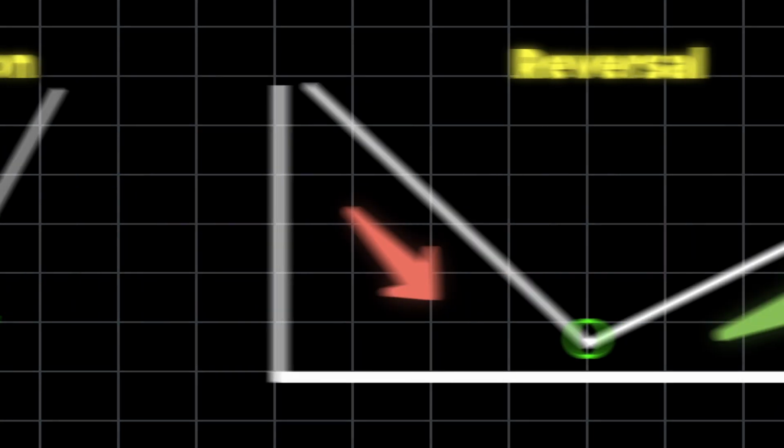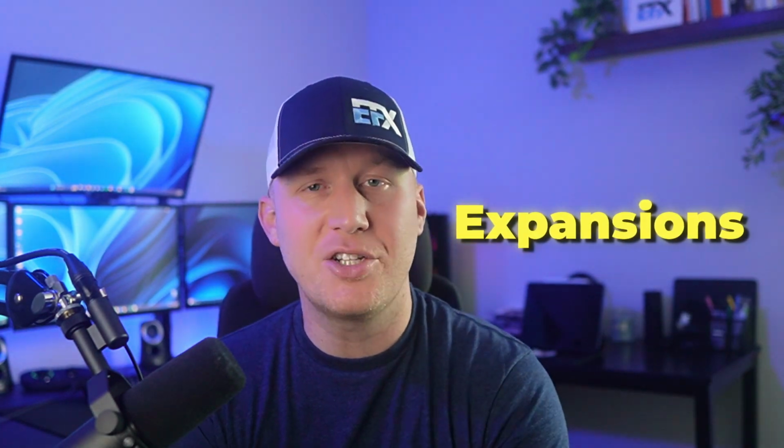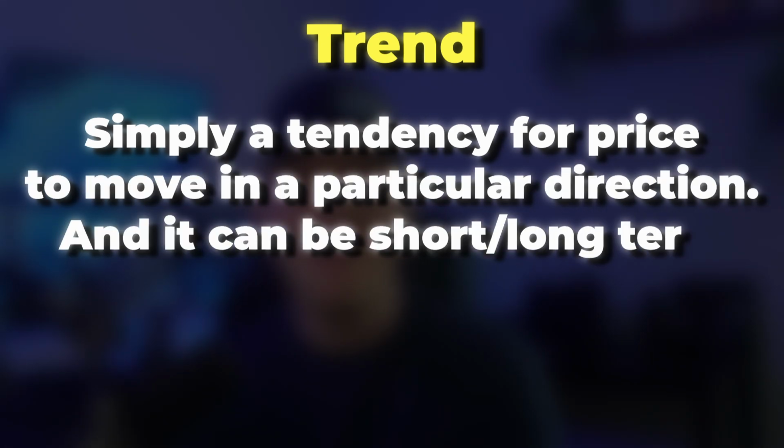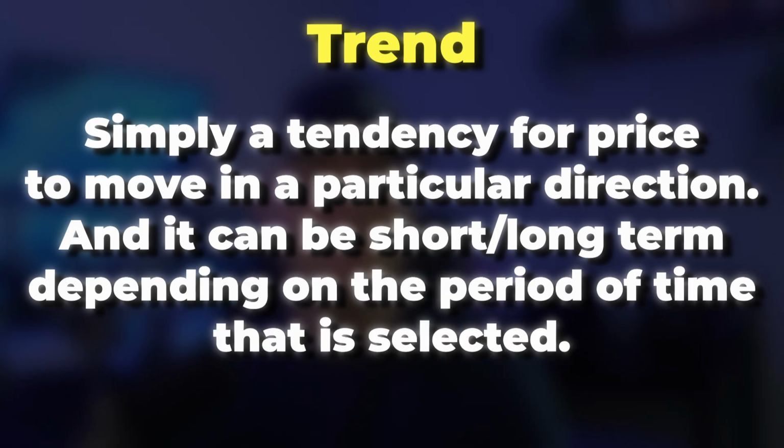The market will always expand or contract. It's like the heartbeat of the market, and breakouts will lead to one of three things: a trend continuation move, a reversal, or manipulation. So when a trader can observe a series of strong impulsive moves all in the same direction, we can identify either a bearish or bullish trending market. These impulsive continuation moves are referred to as expansions, and a trend is just simply a tendency for price to move in a particular direction, and it can be short or long term depending on the period of time that is selected.